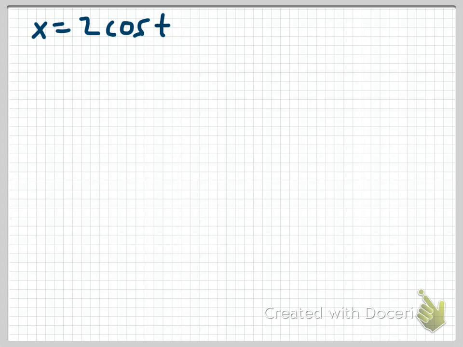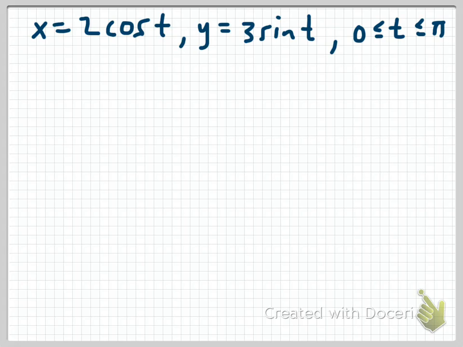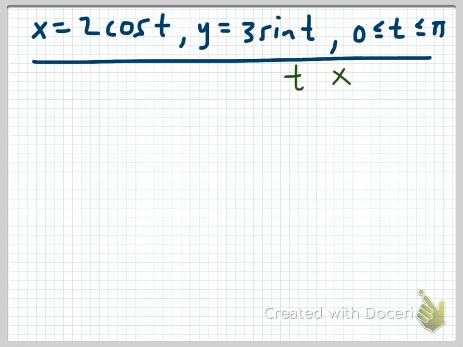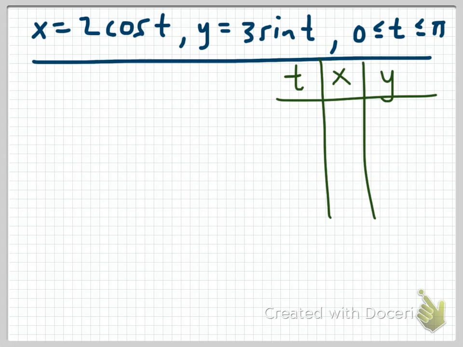x equals 2 times the cosine of t, y equals 3 times the sine of t, and t is going to range from 0 to pi. Okay, so here we have our setup. Those are the parametric equations that we're trying to graph, and again, there are two different ways to graph these equations. Pick your t, pick your x, pick your y. Well, x and y depend on t.